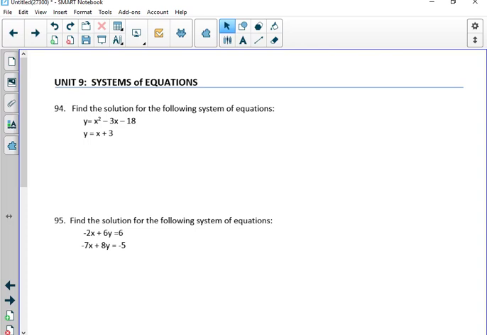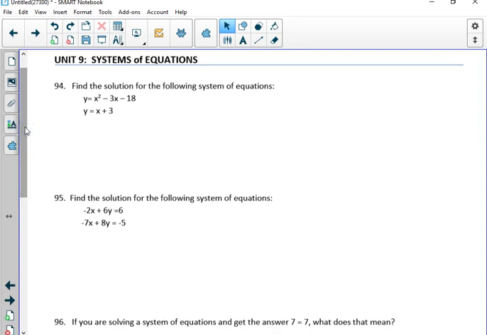And here we go with the final unit, Unit 9. Find the solution for a system of equations. Well, there's a few ways you can do this. And I'm going to show you one obvious way, which is substitution, because they are equal to each other. Actually, this is the only way to do this one, because one's a quadratic and one's a linear. So you just set them equal to each other.